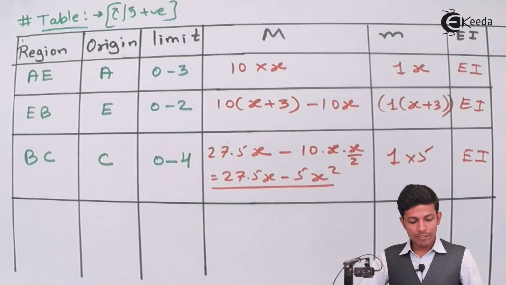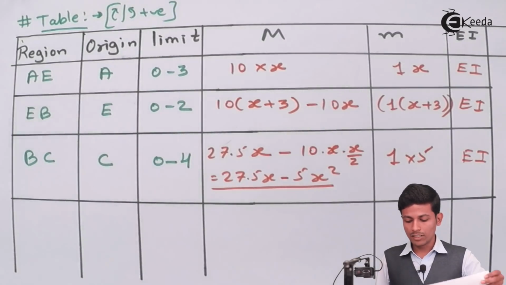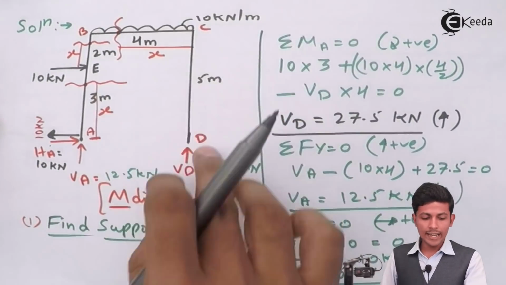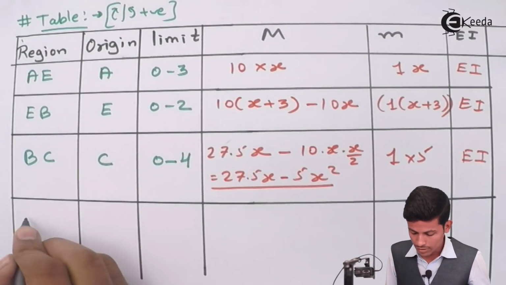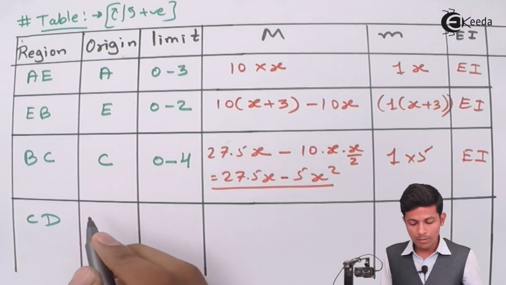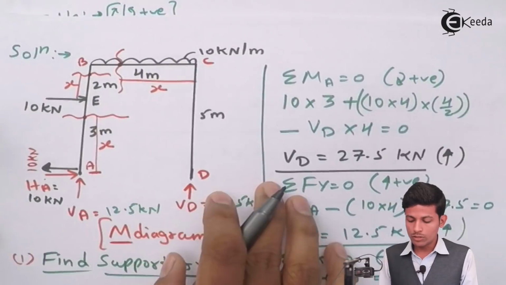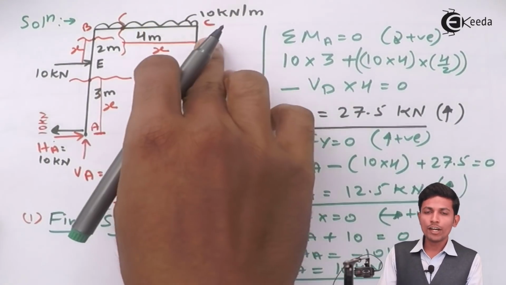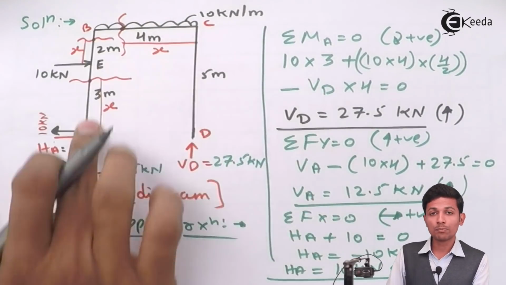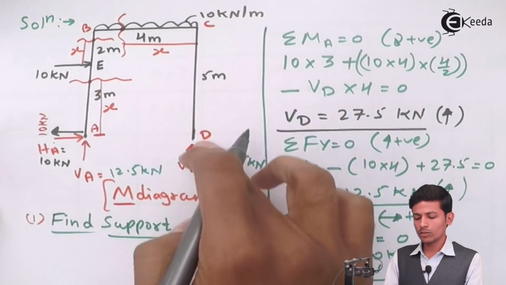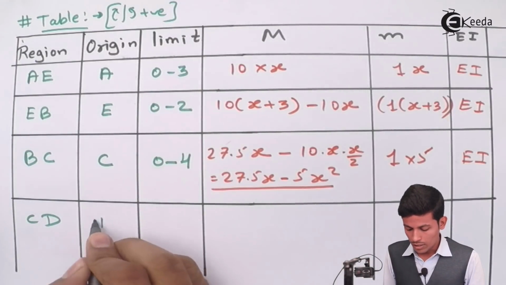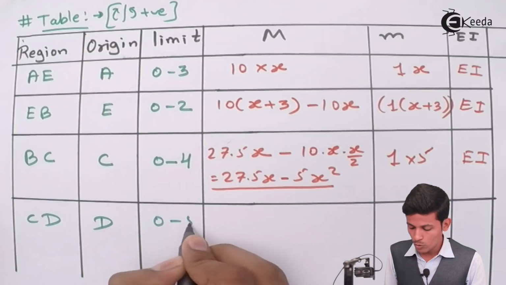Now after that let's see the other part. The region remaining is C and D. Now we are solving C and D. Don't take the origin at C, because when we take the origin inside, you have to consider all this part. Only take the origin at D, and take this one also. This is also origin at D. Limit will be 0 to 5.